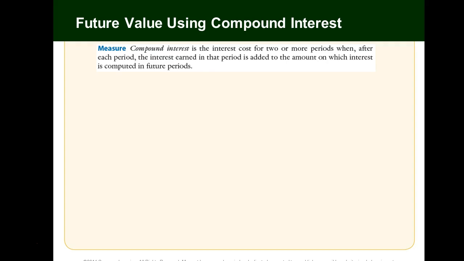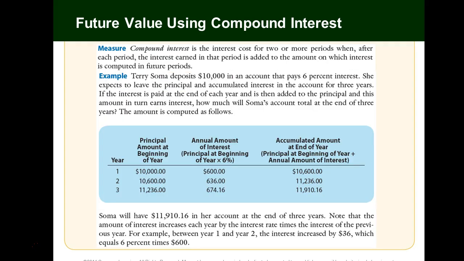Now, if we compound that interest, then after each period, the interest that was earned gets added to the principal that's owed to the individual. So in this case, as you see, Terry deposits $10,000 in an account that pays 6% each year. She expects to leave the principal and accumulated interest in the account for 3 years. If the interest is paid at the end of each year and is added to the principal balance, and this amount in turn earns interest, how much will her account total at the end of 3 years? So this is compounded interest.